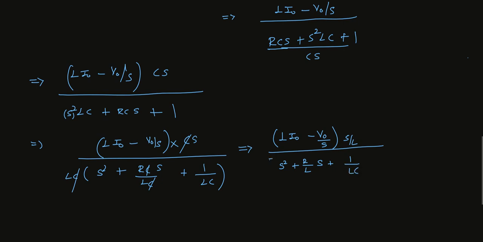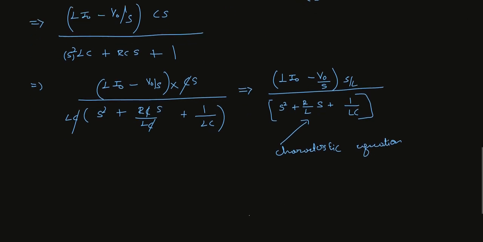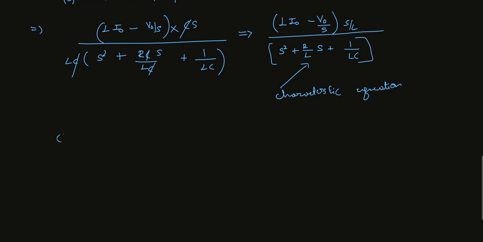Okay, so this denominator is our characteristic equation. So let us write the characteristic equation here for a series RLC circuit. So that is S square plus R by L into S plus 1 by LC is equal to 0.